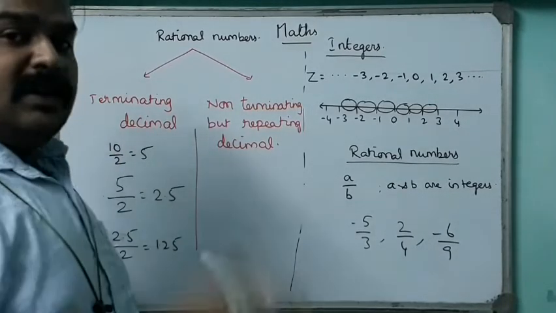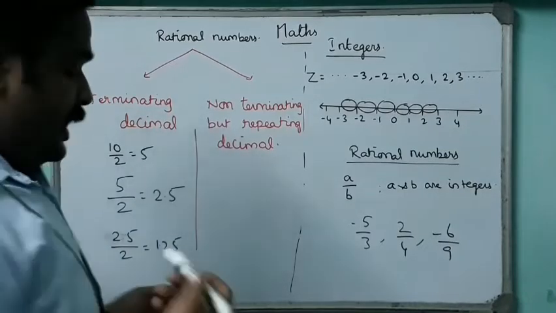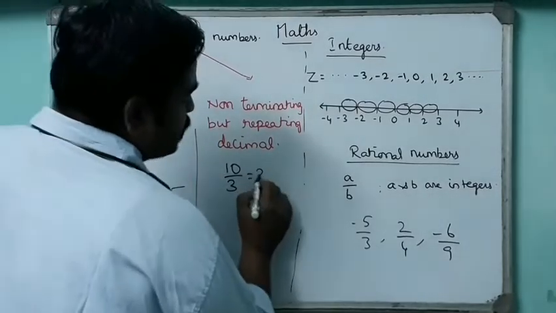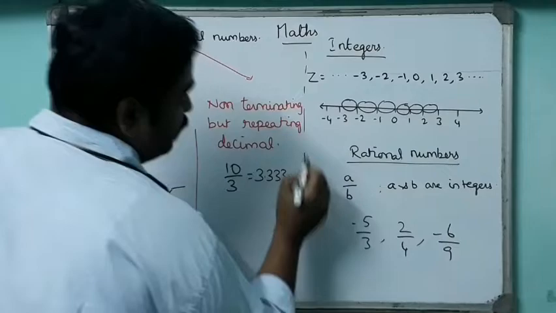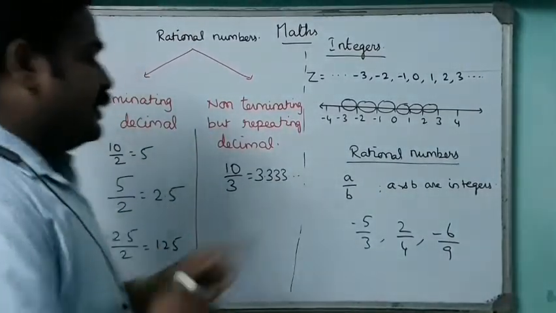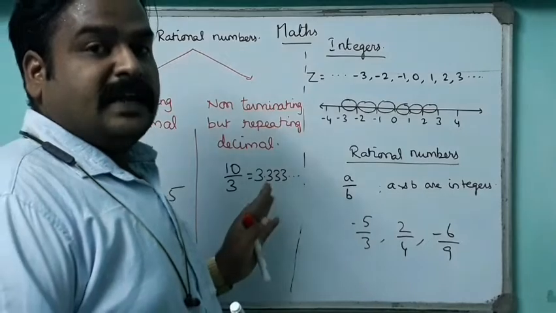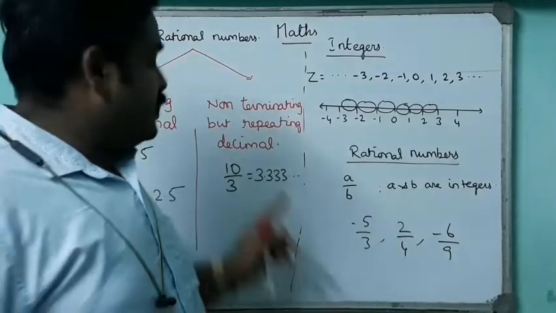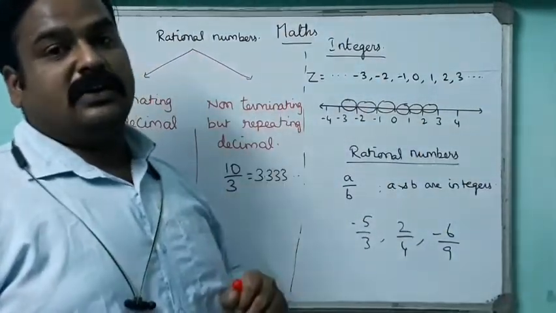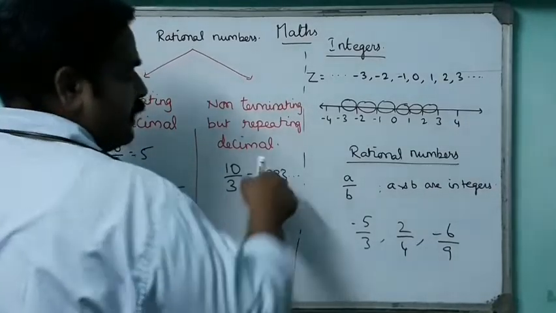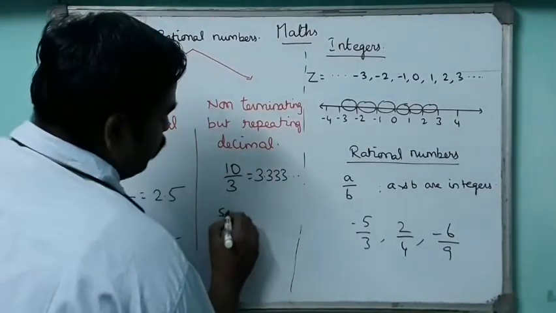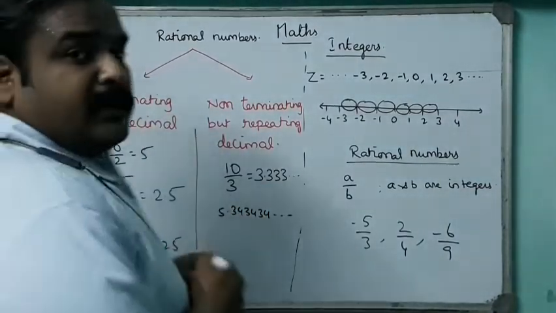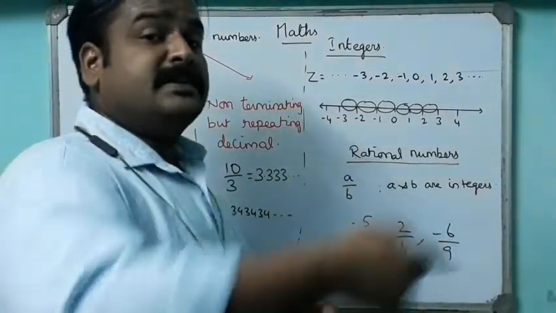The next one is non-terminating but repeating. What is it? Let us take the number 10 by 3. If you divide 10 by 3, what answer will you get? You will get 3.33333, etc. What do you mean by this etc? These three dots stand for what? It does not end, it goes on. There is no end for it, right? It need not be the same digit, but it has to repeat again and again. It can also be like this, 5.343434. Here 2 digits are getting repeated. Likewise 3 digits can be repeated, 4 digits can be repeated, 10 digits can be repeated.